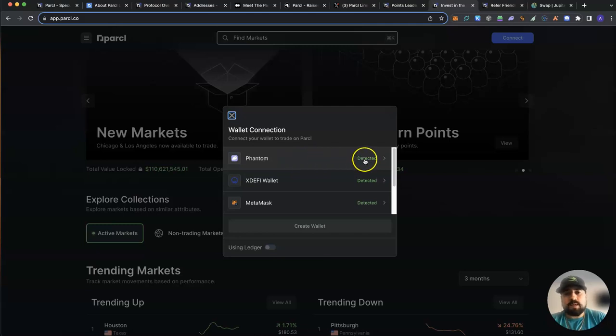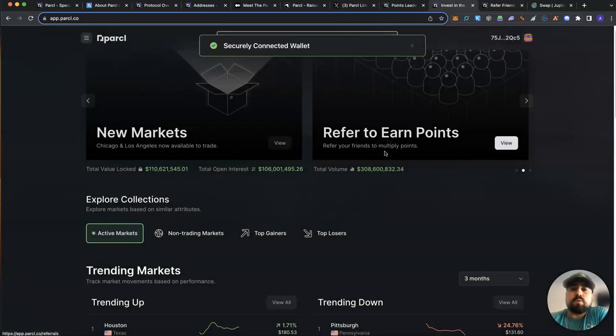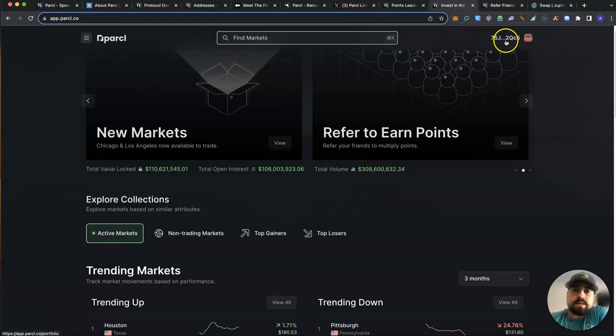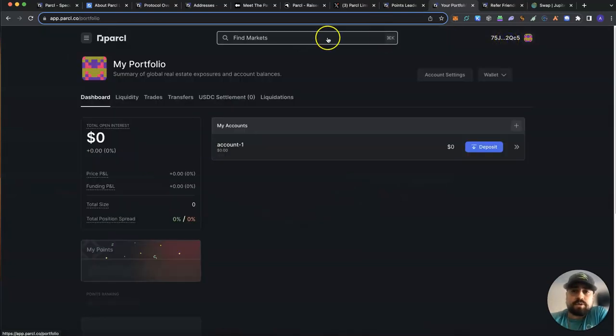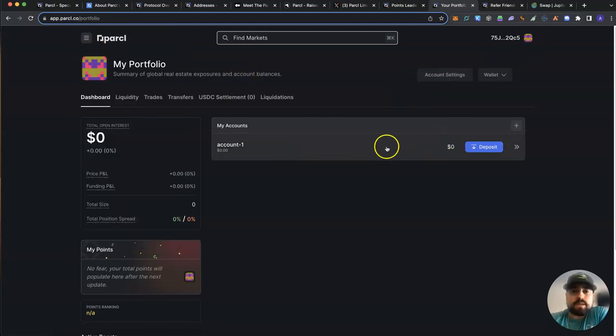But I'm using a Phantom wallet, which is like the main wallet for Solana. So I just created a new dummy wallet to do this. And so I click there, and you can see my address right here on the right. So I'm connected. My wallet is going to interact with the app now. And if I go over here, you can see this is a new wallet. You can see my portfolio here. You can see the wallet here. And you can see I just created an account, just named it account 1 or whatever.